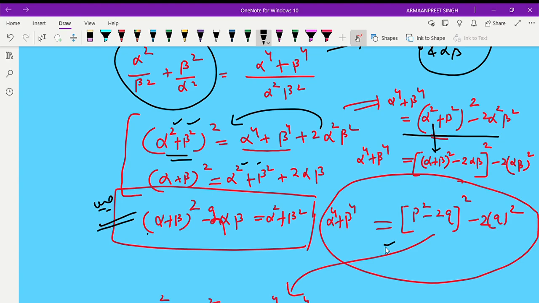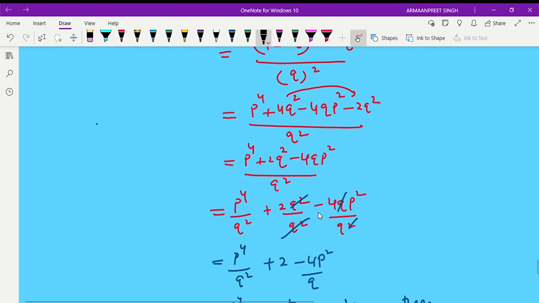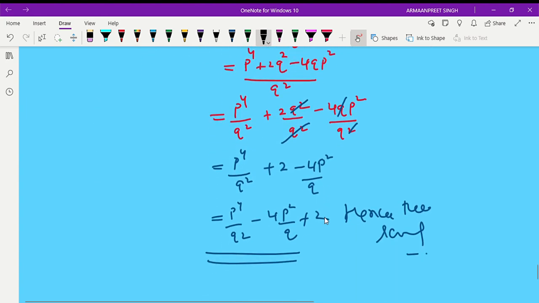Now put these values in the given expression. Now open this identity and just separate the terms. This is the required result.